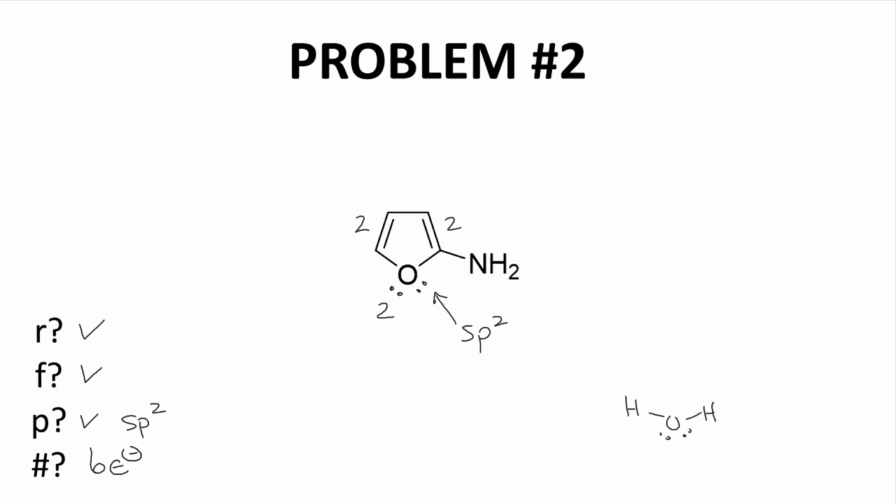So therefore, let's go through the equation. If we set that equal to 4n plus 2, we will solve for n. We'll solve for n, and that gives us n equals 1, and it's a valid solution. So yes, this is aromatic, and it has 6 electrons in its aromatic ring.